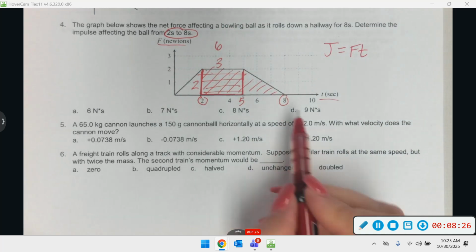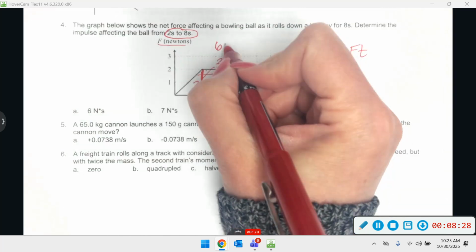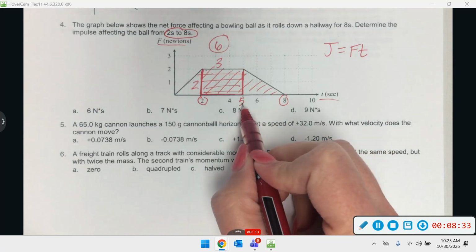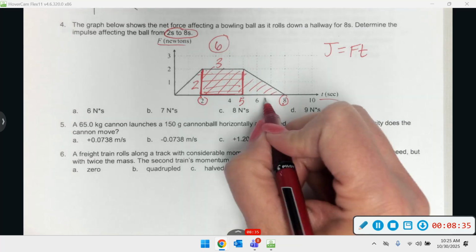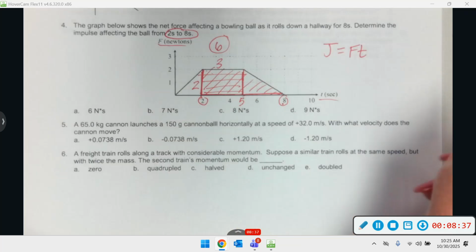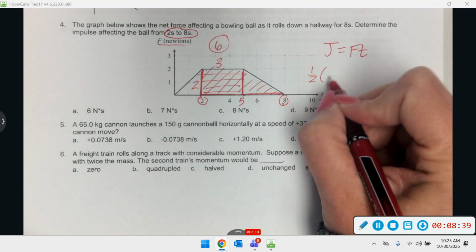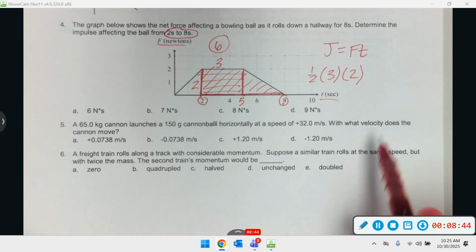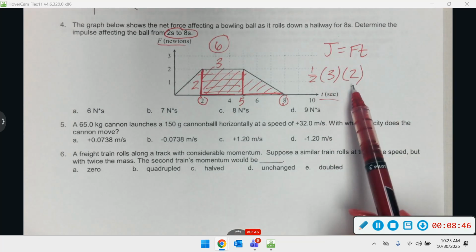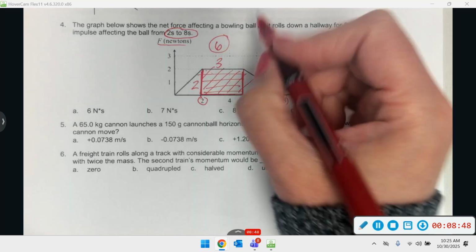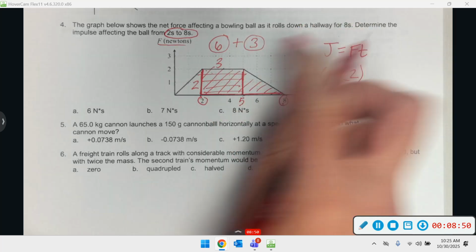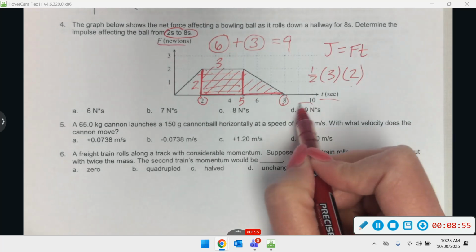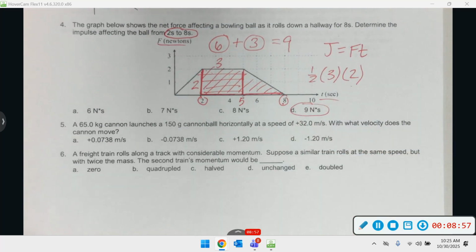The area of the triangle, again, the formula for area of a triangle is 1/2 base times height. The base of this triangle goes from 5 to 8. That's a base of 3. So this dimension is 3. So 1/2, 3, times the height of the triangle, which is 2. That's half of 6, which is 3. And so we want to do 6 plus 3. That's my two areas. And we get 9, which is answer choice D for number 4.